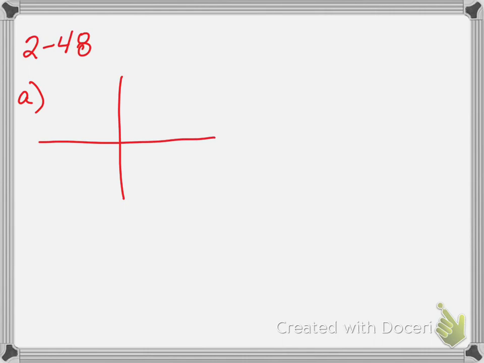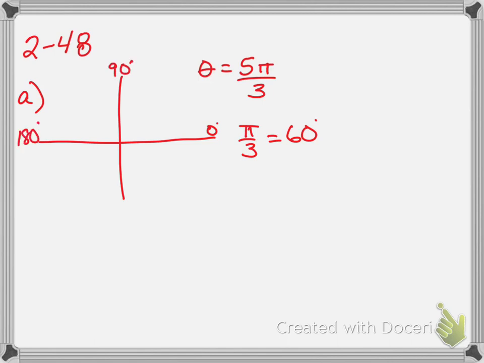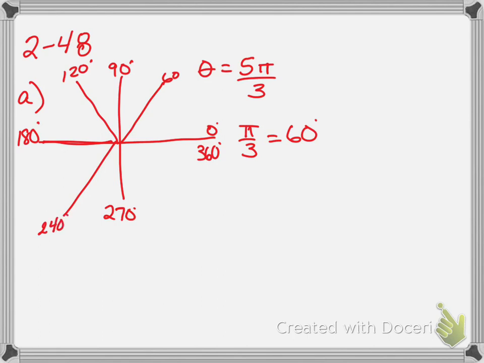So theta is 5 pi over 3. You might remember that pi over 3 is 60 degrees. So we're just going to go through this unit circle. There's lots of ways to do this. I'm going to go through by thinking about where my 60 degrees are. Count by 60 degrees. So this is like 60, 120, 180, 240, and 300.